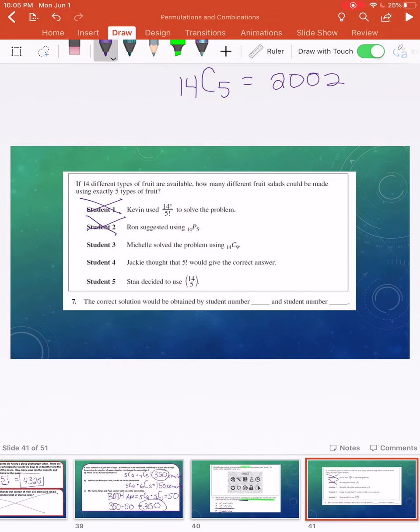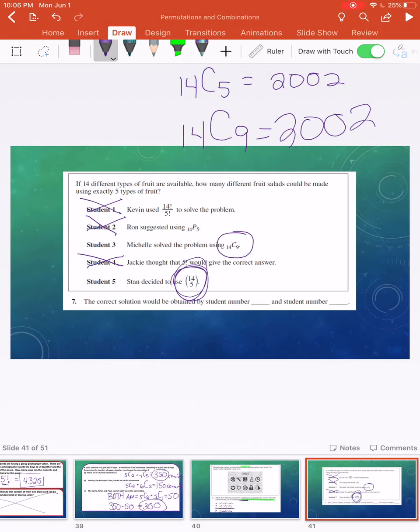Okay, we've talked about this before. 14 choose 9 is the same as 14 choose 5. And again, you could double check that on your calculator. They both give you 2002. And if you remember, we looked at the formula and compared and algebraically showed that they're the same. Jackie thought that 5 factorial would give her the right answer. No, that would mean you're arranging 5 items. And we talked about how this is the same thing. This column is just another way to write a combination. So that means the correct answer would be 3 and 5.